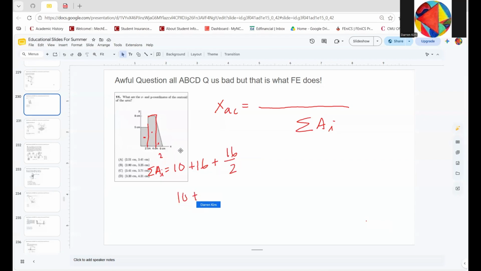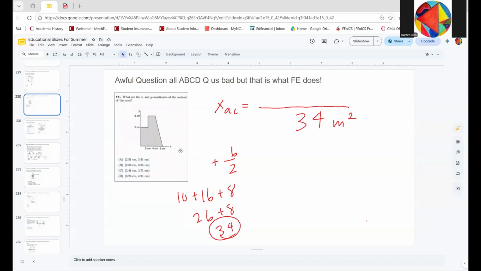So it's 10 plus 16 plus 8, which you can grab a calculator. You don't have to because this is 26 plus 8, which is 34. You can grab a calculator if you want. It's your choice. It is 34 meters square. And just in case, you can grab your calculator and write 10 plus 16 plus 8, and you get 34. Yep, I'm done with that section.